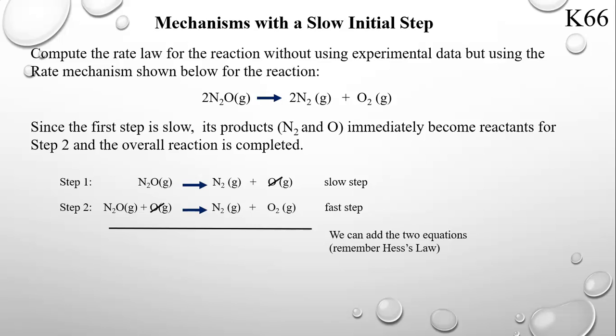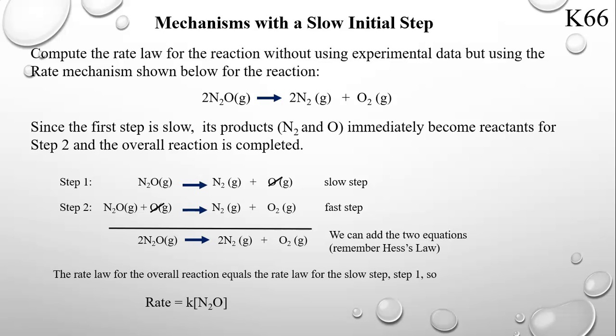So we can add N2O plus N2O, because step 1 and step 2 both have that. That gives you 2 N2O. And then on the right side of the arrow, you have N2 in both reactions. So you add those together to get 2 N2. And then the O2 only exists in the step 2 reaction, so you bring that down, and that's O2. So that is our overall reaction, the one up on the top, as you see.